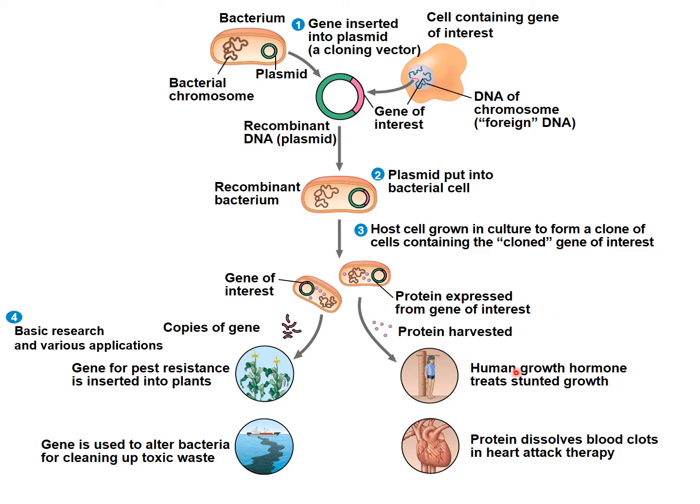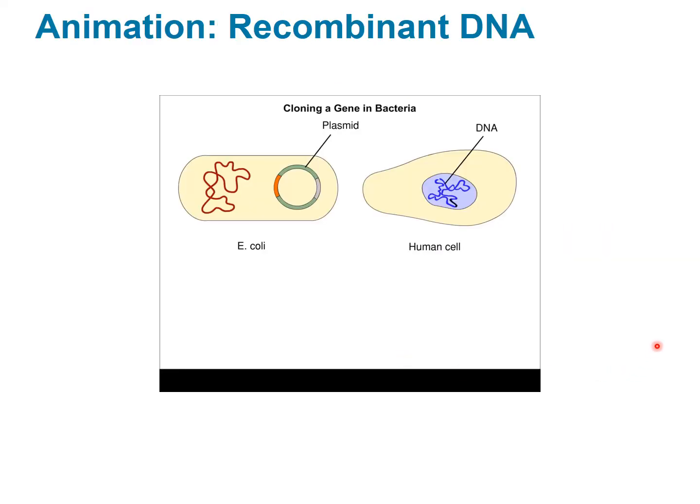The protein can also be harvested and then used. So for example, human growth hormone is expressed and overexpressed so that we can extract it and use it as treatment for diseases. Insulin is another example. And then we can overproduce proteins that can dissolve blood clots. And it can be a type of therapy. So these are just examples that are used in medicine. Now let's watch a little animation about this process.